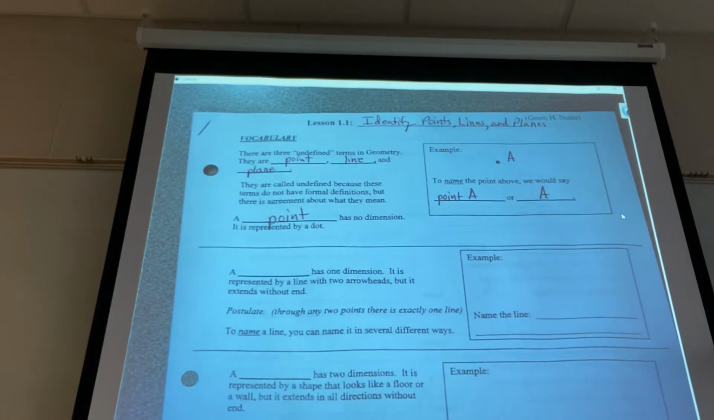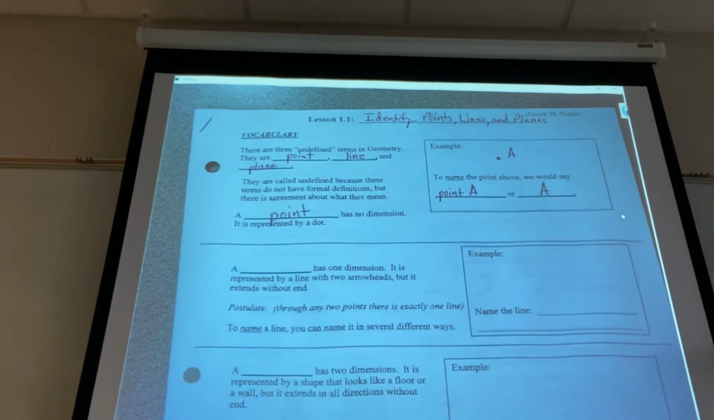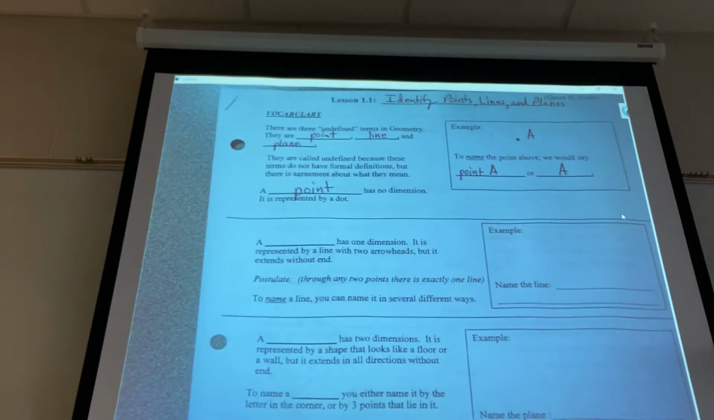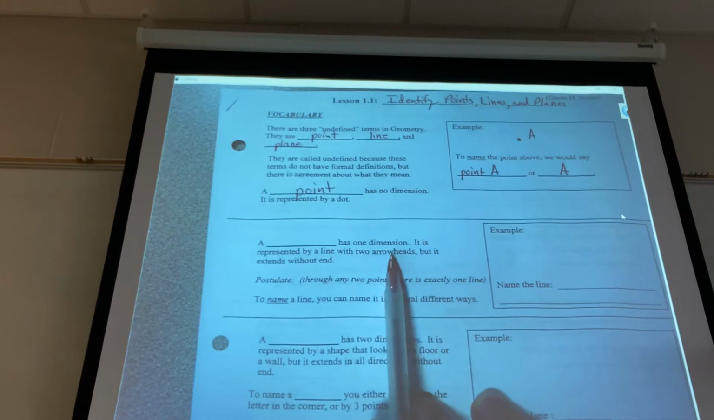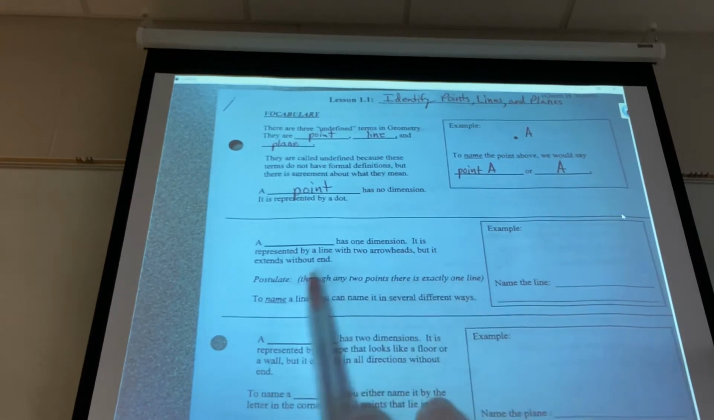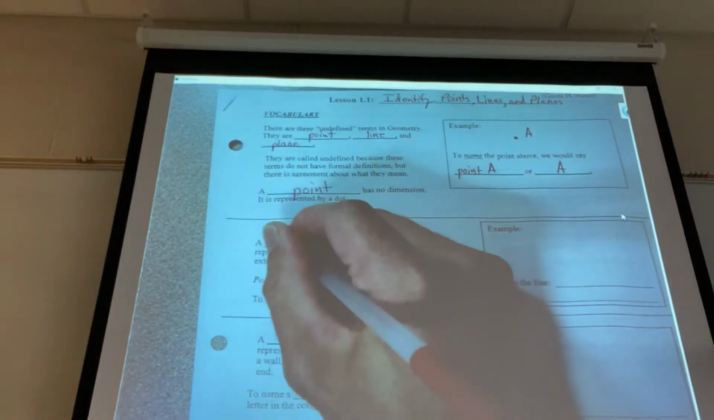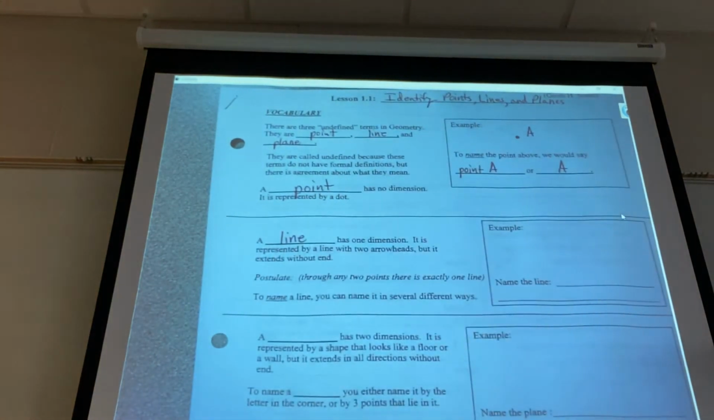All right, let's move on. So if we take a bunch of points and put them together, we're going to have something that has 1 dimension, and it's represented by a line with 2 arrowheads, but it extends without end. We're talking about a line, of course. It has 1 dimension. Also, something you may remember from Algebra 1 is this postulate right here that says through any 2 points, there exists exactly 1 line. And that's something we learned about in algebra.